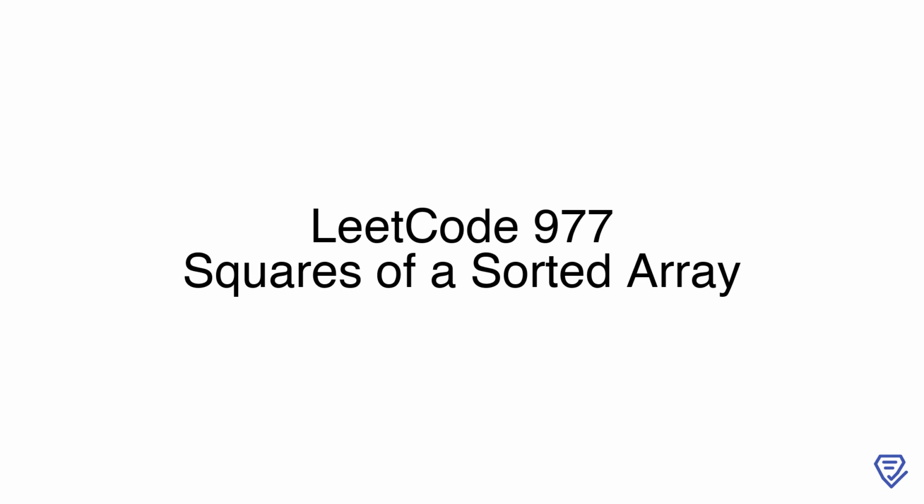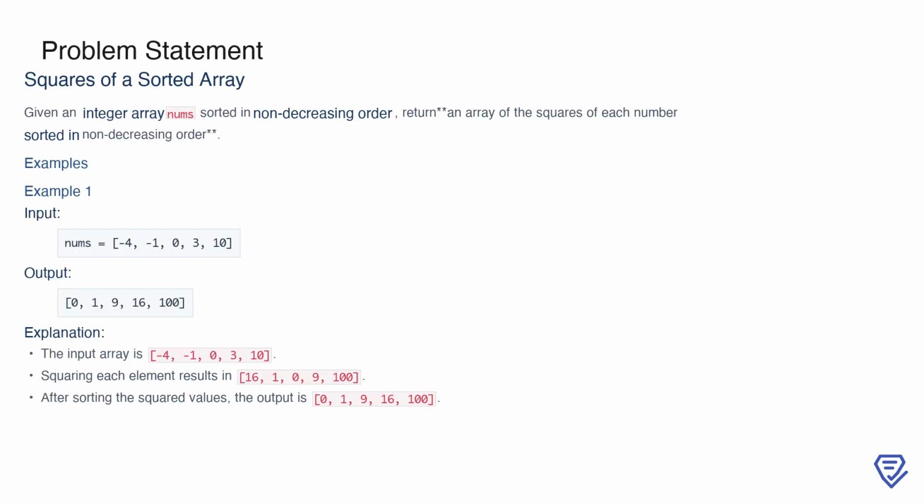Let's dive in. The problem requires us to work with an integer array called nums, which is already sorted in non-decreasing order. Our task is to return a new array that contains the squares of each number from the input, but the output must also be sorted in non-decreasing order.